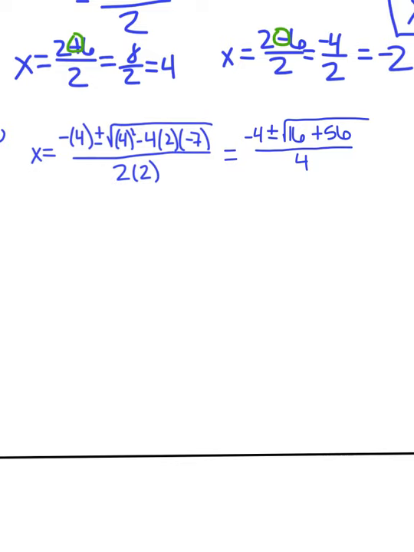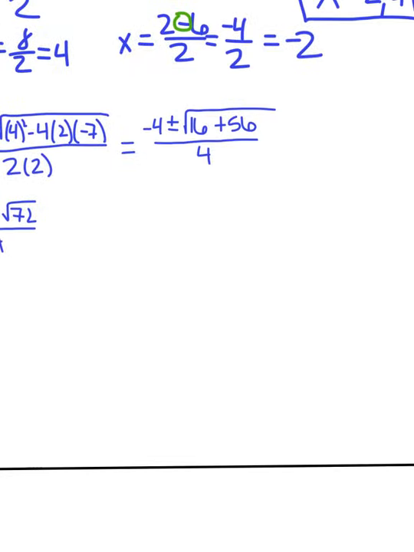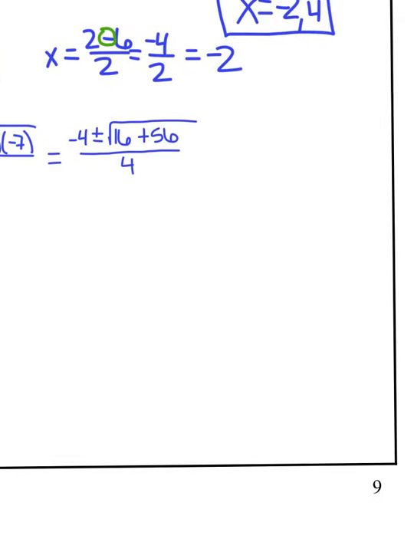So 56 plus 16, come down here. So I have negative 4 plus or minus the square root of 16 plus 56 is 72. And then I divide that whole thing by 4. Now looking at 72, 72 is not a perfect square. And so we need to factor 72. So I'm going to go over here to the right on my paper, and I'm going to factor 72 because we need to simplify the radical, right? Just like we learned how to simplify radicals in Unit 4. So I have 2 times 36. I have 2 times 18. I have 2 times 9.